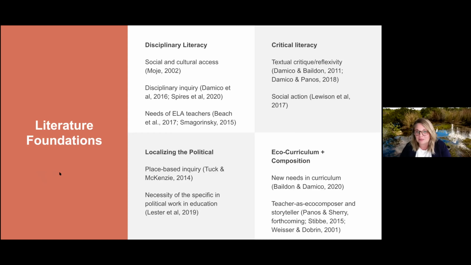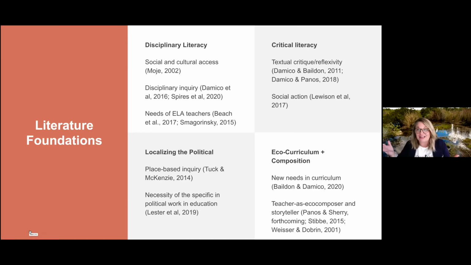Also localizing the political. I'm so excited about that work you just shared, Rick, with Emily Polk, but thinking about place-based inquiries and the necessity of the specific when you're doing political work like climate crisis work. And then finally, the idea of composition and curriculum being about eco-curriculum and eco-composition, that we have new needs today in curriculum and we need to be positioning teacher as eco-composer in this work.